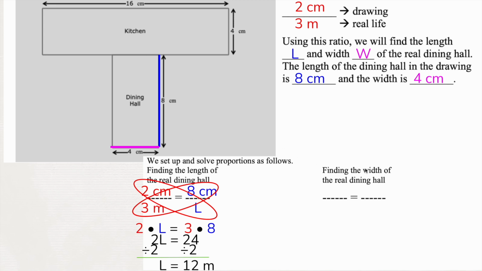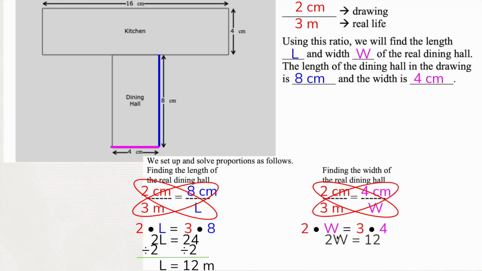So now let's do the width of the dining hall. So I'm still going to use that same scale factor. Remember, this is drawing, this is real life. And now I'm going to do the width of the drawing for the dining hall over W because I'm trying to find the real width. So I'm going to cross multiply again. So I have 2 times W, and then I'm going to cross multiply the other direction. So 3 times 4. So 2W equals 12 this time. And again, I'm going to divide by 2 on both sides to get that W by itself. So now I know that, that should say W, the width is 6 meters, not the length again.